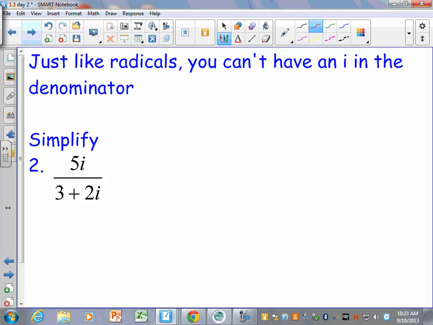So I wrote that just like radicals, you can't have an i in the denominator, so I don't know if you want to write that down or not. But this is the type of problem you're going to see today, where we have to move that imaginary part from the bottom to the top, just like we did with radicals a week or so ago.